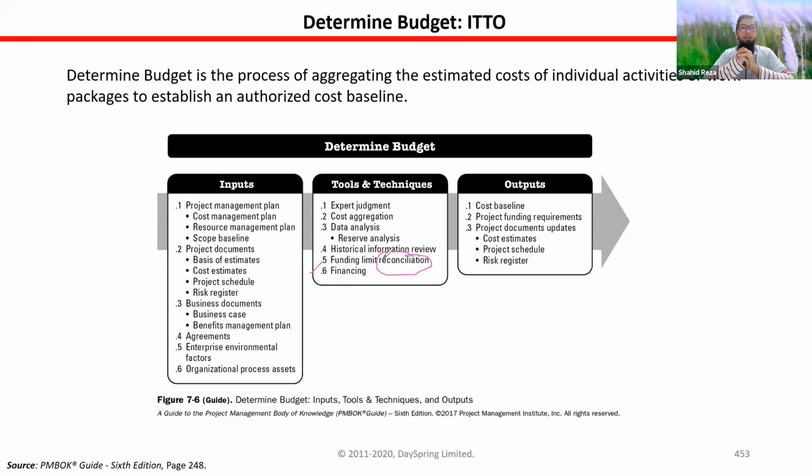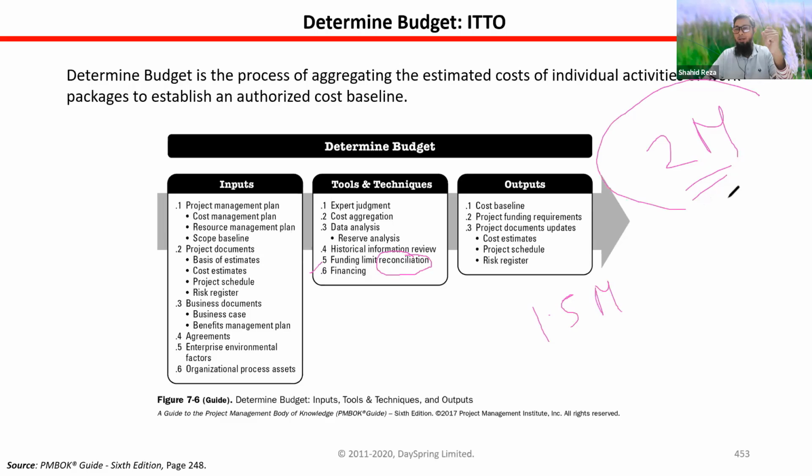So funding limit reconciliation is, after doing all these activities, say you have found out that this project will take $2 million. All right, but your management has in their budget, say, only $1.5 million.